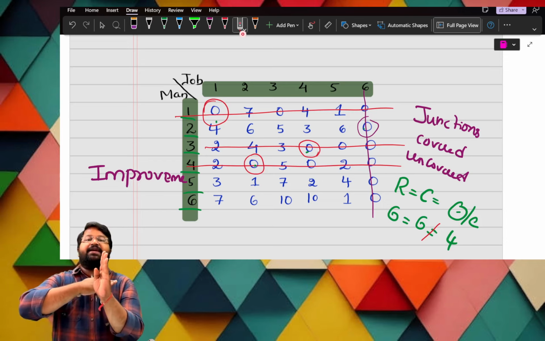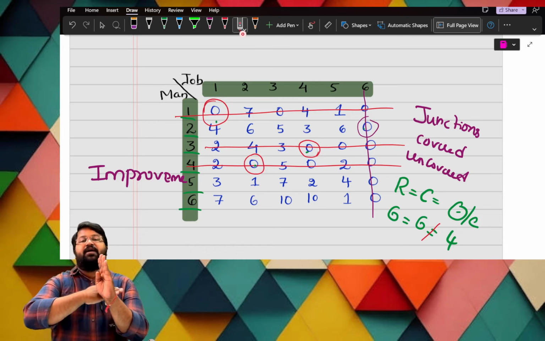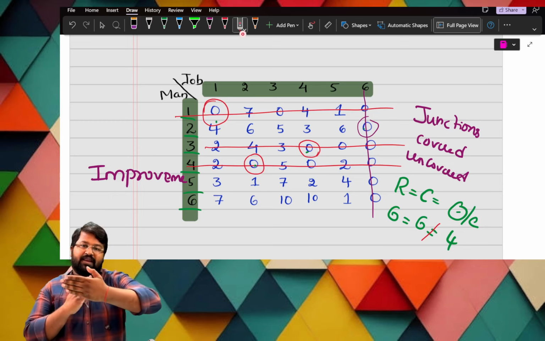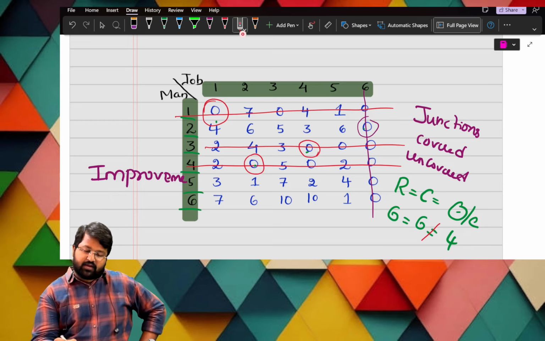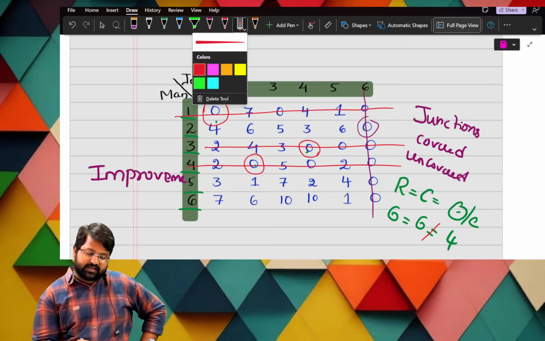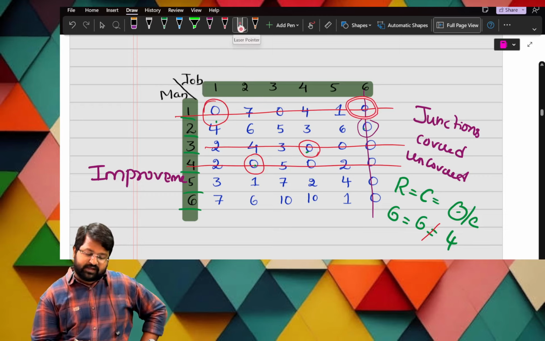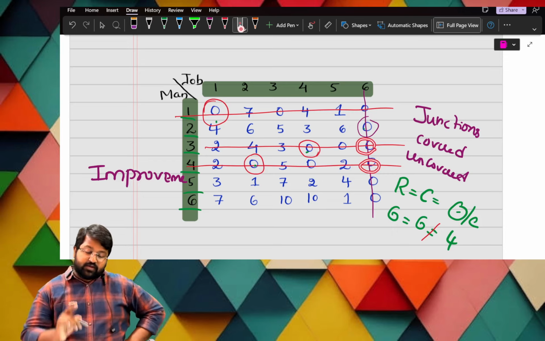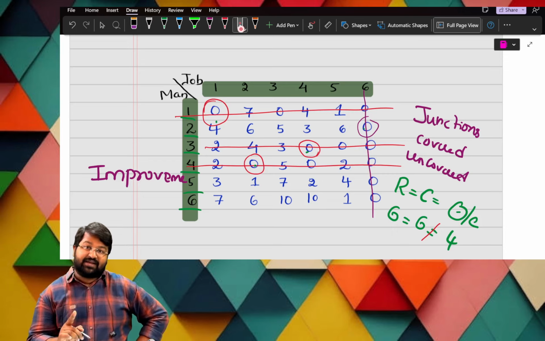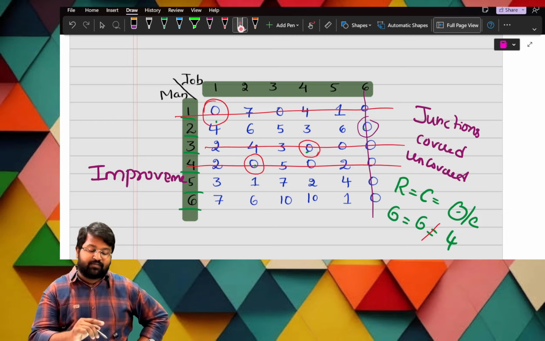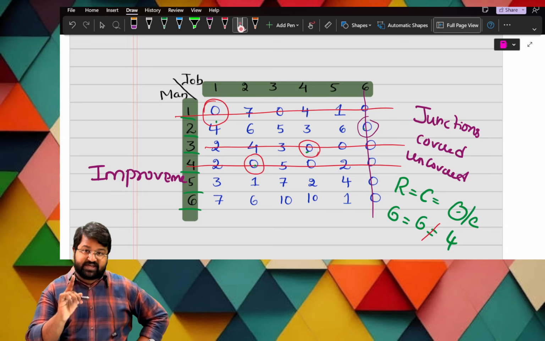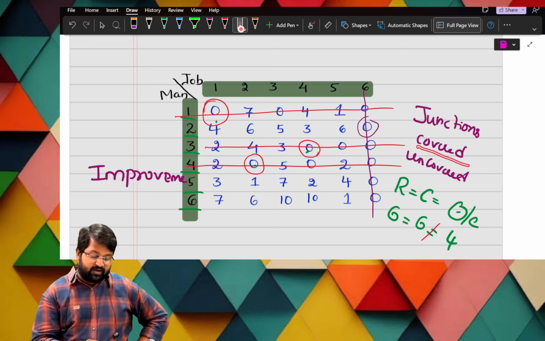Junction is nothing but the intersection of two lines. Covered means whatever element is underlined. So here you see, it is a junction point. Am I right? Two lines are intersecting here, here two lines are intersecting. So wherever two lines are intersecting, the element under the intersection point is the junction element.